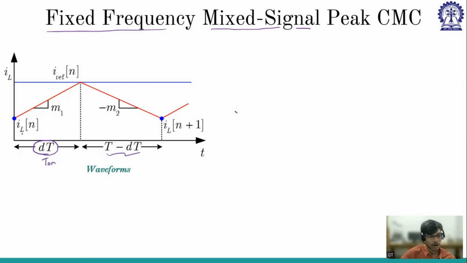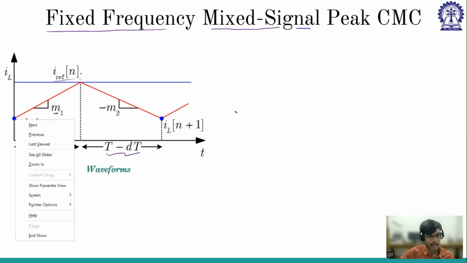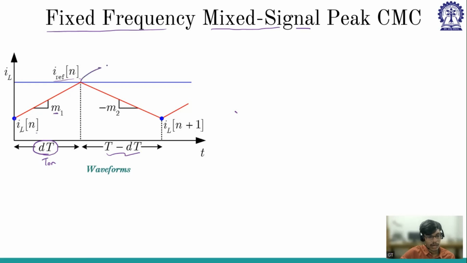And this is IL of n, and this is IL of n plus 1. In the n cycle, this is the n point IL of n, this is the n plus 1 point IL of n plus 1, and this is I reference of n. Now if I want to write IL of n plus 1 in terms of IL of n, how can I do it? I know this M1, so knowing this point, I can write this point. So what is this point? I can write this point as IL of n plus M1 into dT.